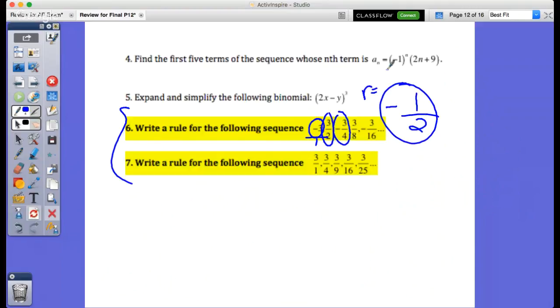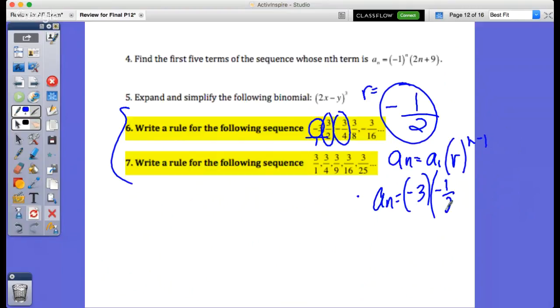Now that's a huge deal, because you just made the problem about 10 times easier. Since we have a common ratio, this is what type of sequence? Geometric. You'll have these formulas there. The geometric equation is a sub n equals a1 times r to the n minus 1. What is a1 in that sequence? -3. So we have a sub n equals -3 times, what's the ratio? -1/2 to the n minus 1 power. There you go.